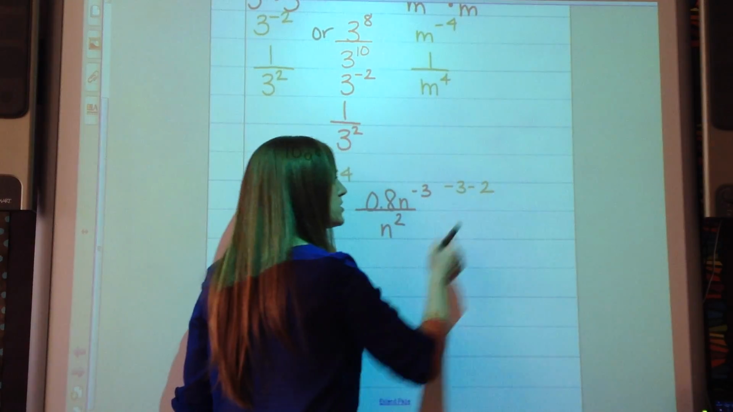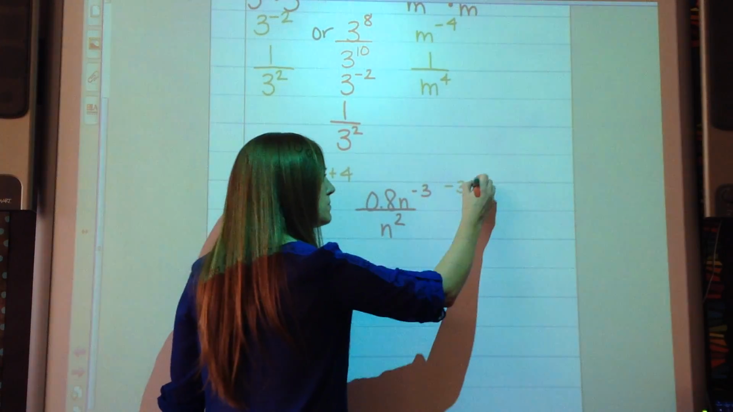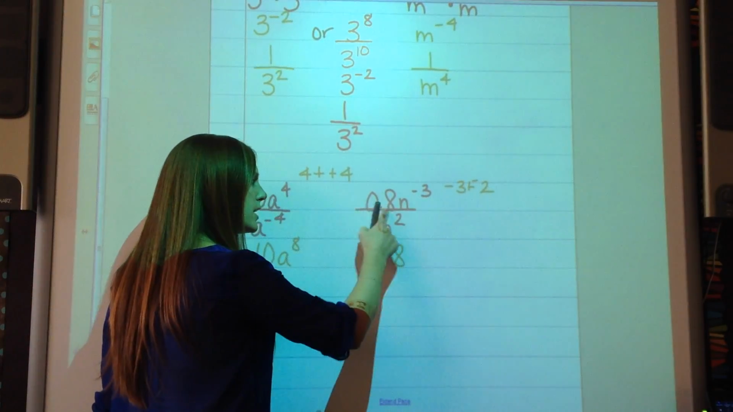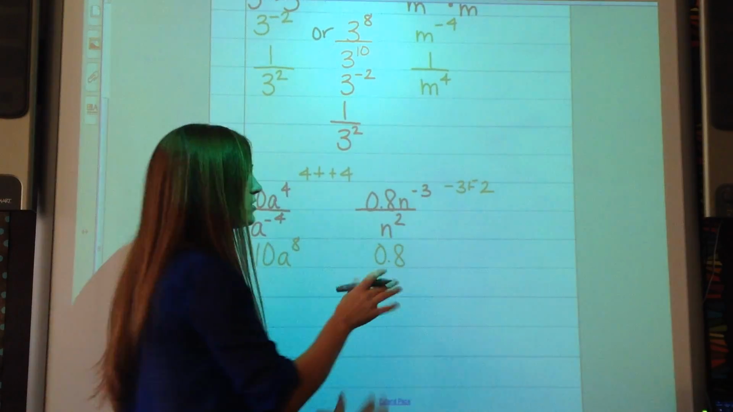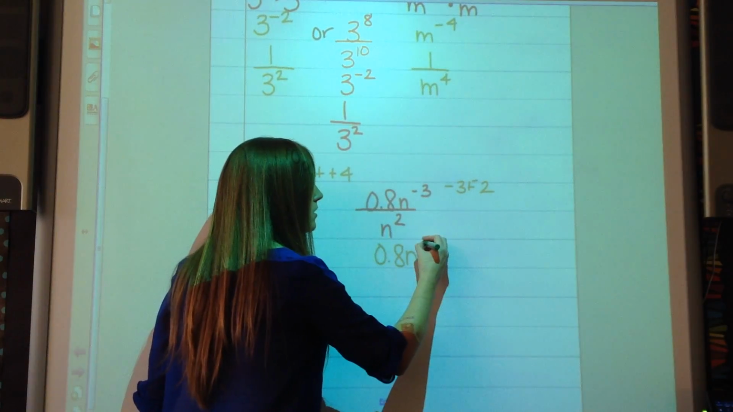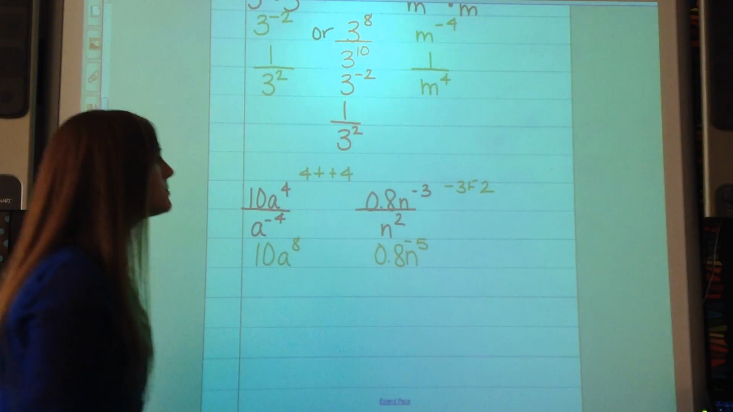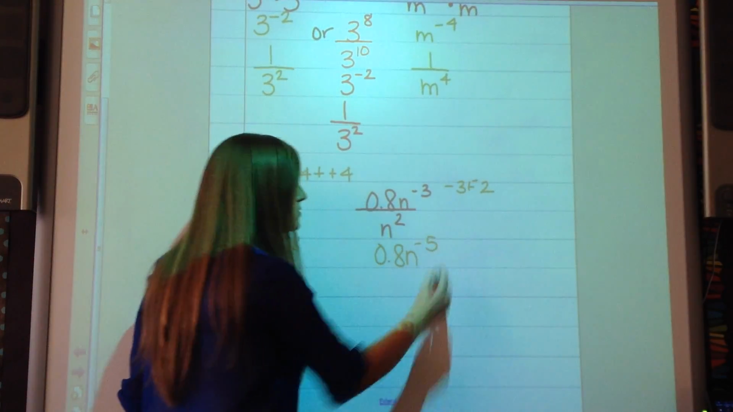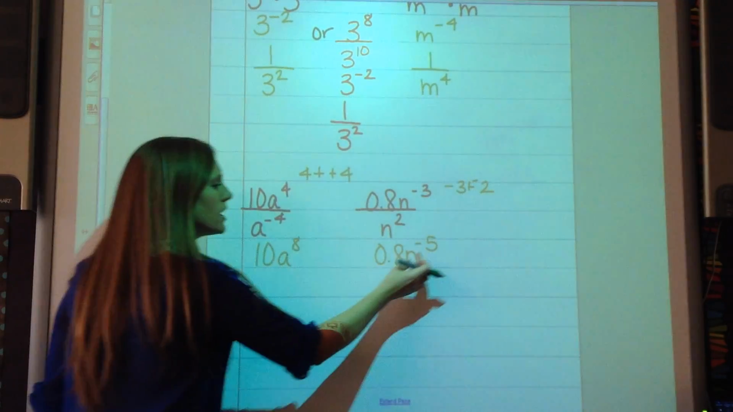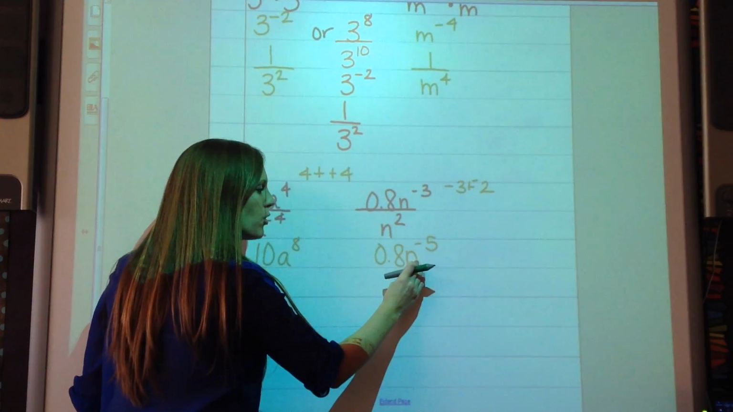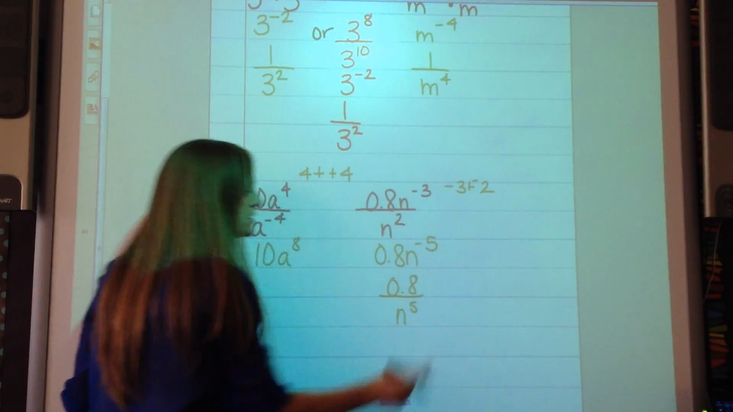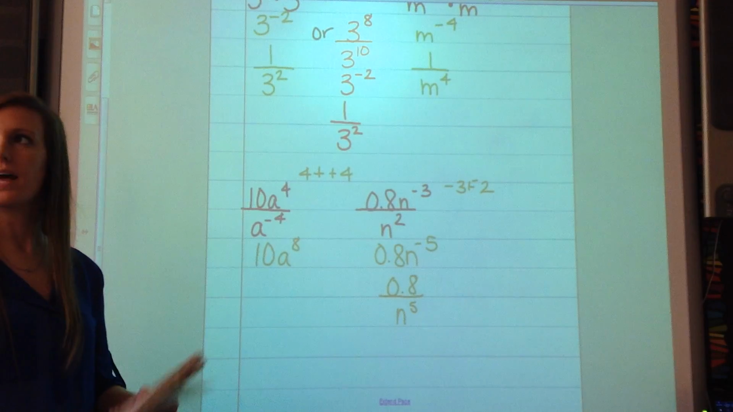Negative 3 minus 2. Keep switch opposite. This is actually same sign sum. The 0.8 doesn't change. There's nothing you can do with it. And this becomes n to the negative 5th. I'm going to rewrite this so it looks better. This one you have to take a step further because we can't have negative exponents. This negative only belongs to the n. So it's the n to the 5th that moves to the denominator. The 0.8 does not have a negative exponent.